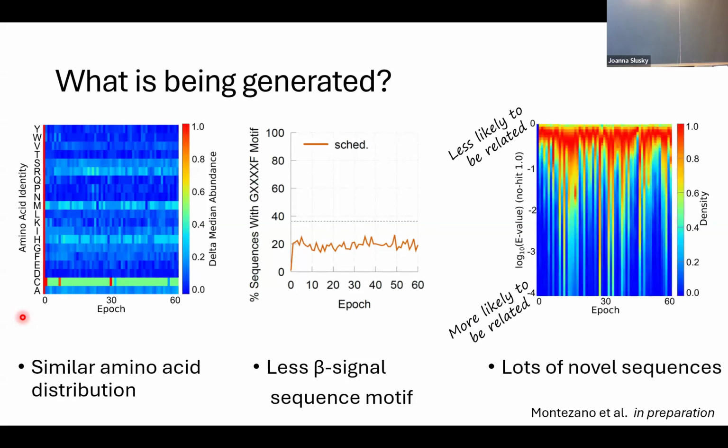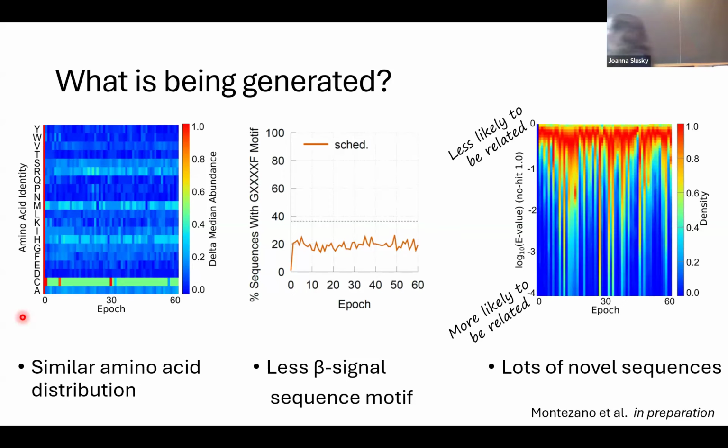Okay, and we can also look at how novel it is. So I'm going to go back to this concept of e-value. Up here, which would be an e-value of 1, 10 to the 0, we're seeing less likely to be related. And down here, 10 to the minus 4 would be more likely to be related. And we're seeing that most things are pretty much up there. So lots and lots of novel sequences.